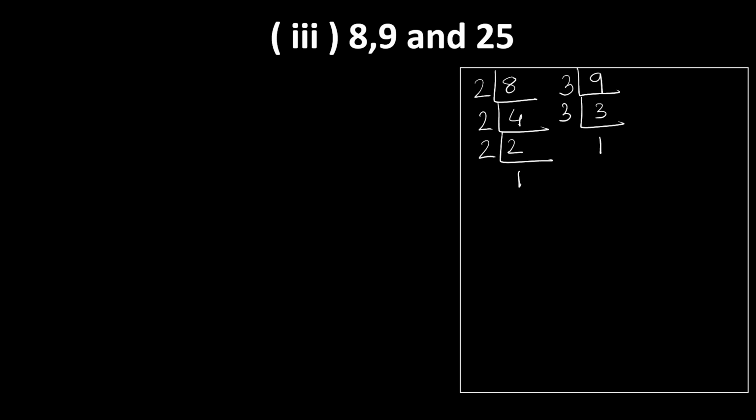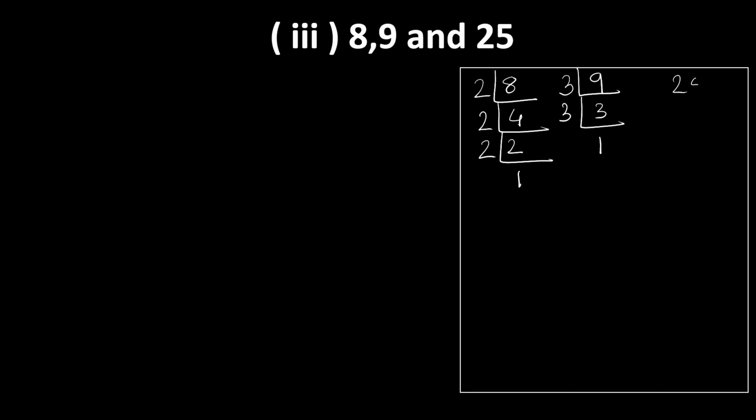Now this is the third subpart of question 3. Here we have to find the LCM and HCF by using the prime factorization method. First of all, we will prime factorize 8. If you divide 8 with 2, we get 4 as a quotient. On dividing 4 with 2, we get 2 as a quotient. Again, on dividing 2 with 2, we get 1 as a quotient. Now, for 9, since it is an odd number and divisible by 3, we divide 9 with 3 and get 3 as a quotient. On dividing 3 with 3, we get 1.